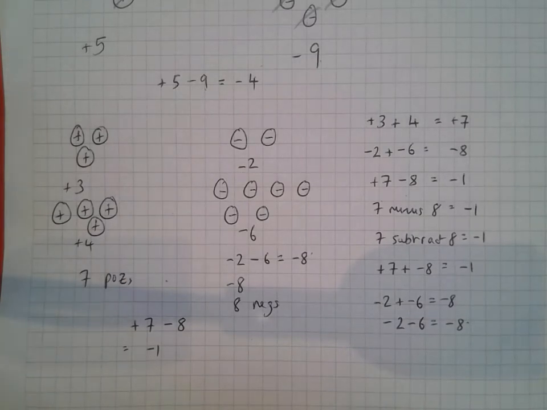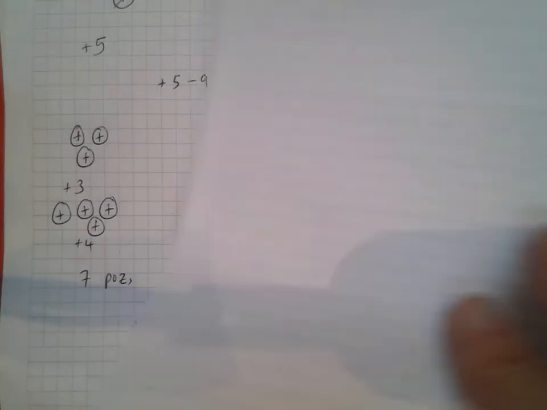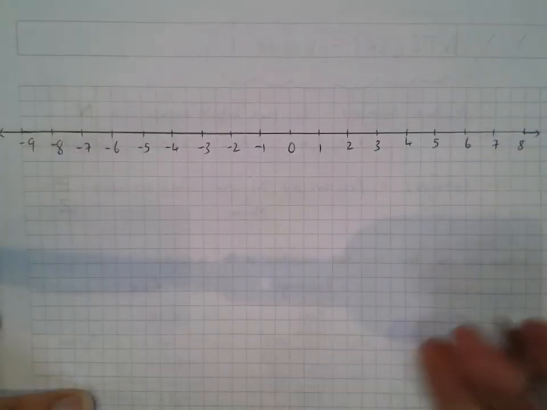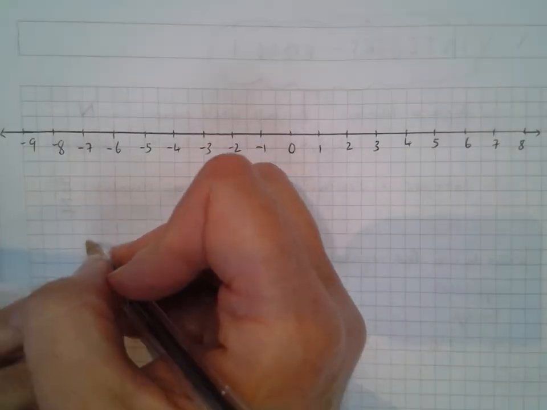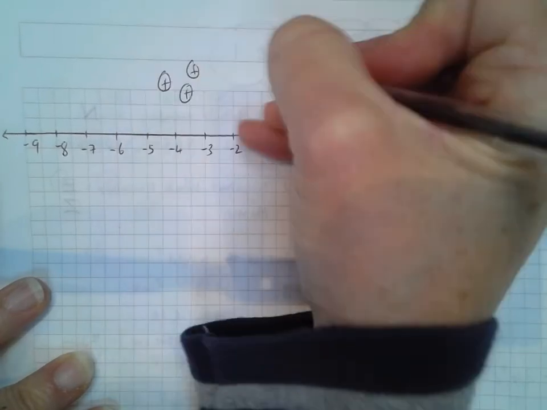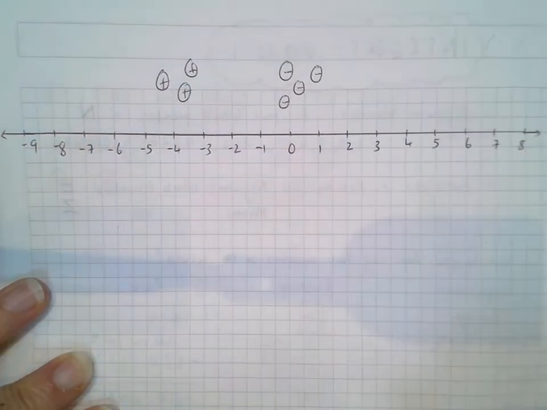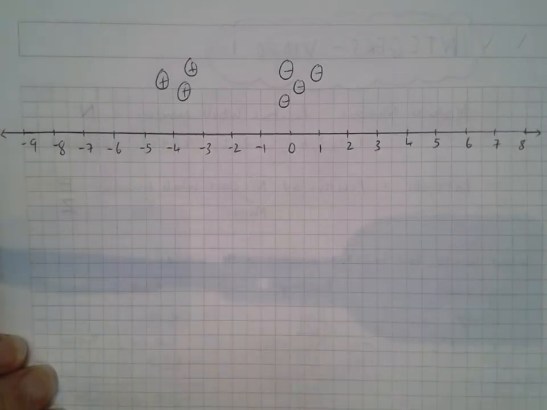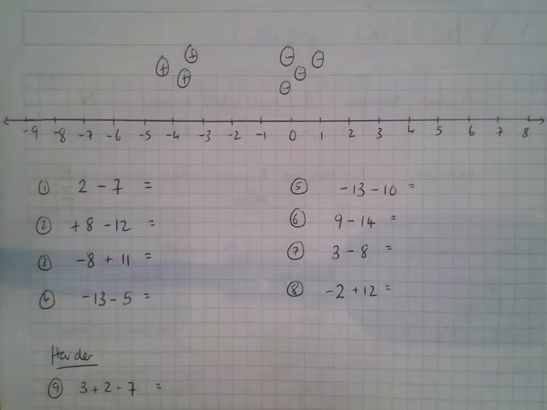Okay, so let's go back to our number line. Here's our number line, and this is going to be the last thing we're going to do. Here's some questions that I want you to try, and I want you to either try them with the number line or with positives and negs. I'm going to write them out here. Pause the video before you try them, and then see what answers I give. So here's the questions. Pause the video now and try them, and then come back and see what the answers are.